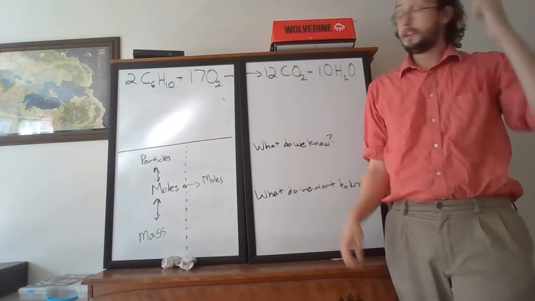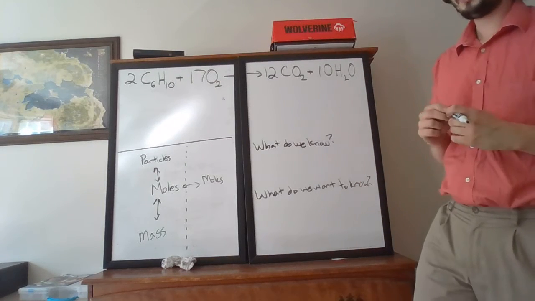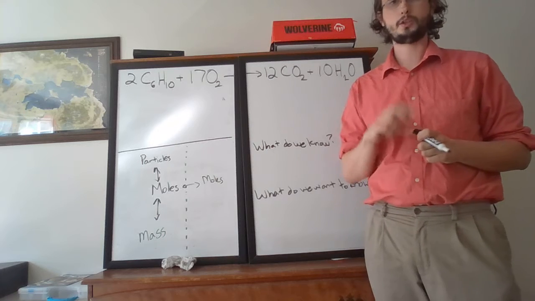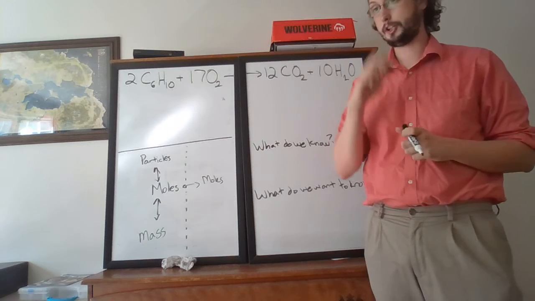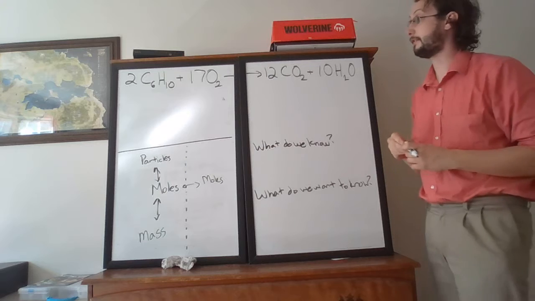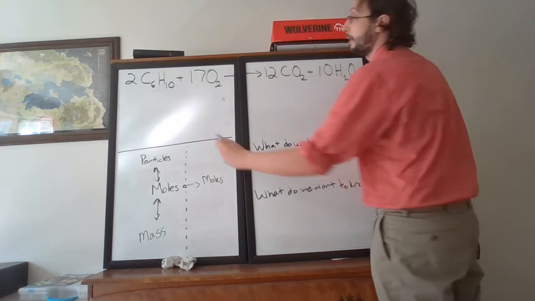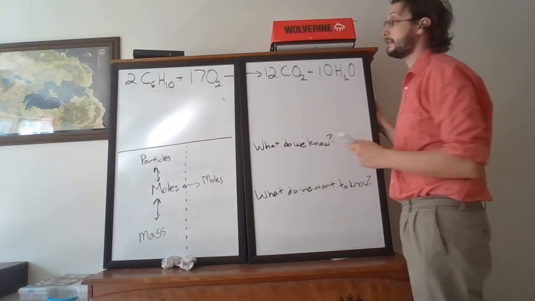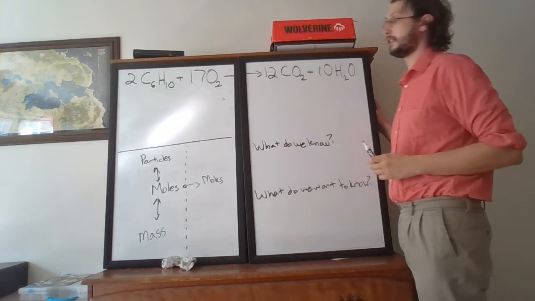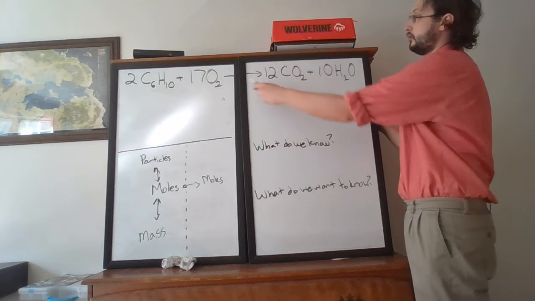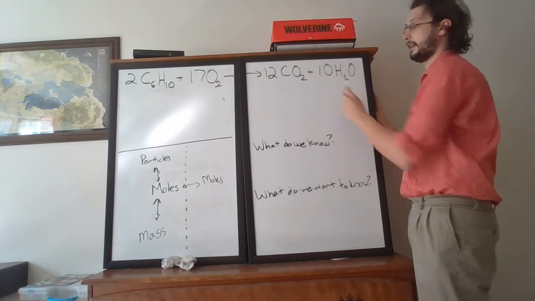Alright, this is a video explaining how to work out problem number 3 from the moles to mass stoichiometry practice assignment. For this and the next two questions after this, we're going to be using this balanced equation at the top. So we see that we've got 2 hexanes react with 17 oxygens to produce 12 carbon dioxides and 10 waters.